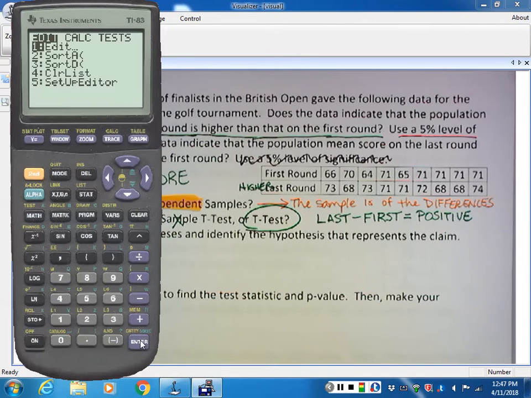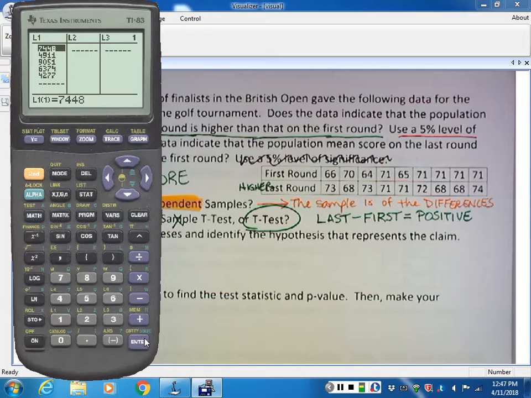The first thing I want to do is actually enter the data, because I don't have the statistics. I actually have the data from the 2 rounds. So for the first player, player number 1 on their first round made 66. Player number 2 shot 70. 3 shot 64. Player 4 was 71. Player 5 was 65. Player 6 was 71, 7 was 71, 8 was 71, 9 was 71. So you have 9 players.